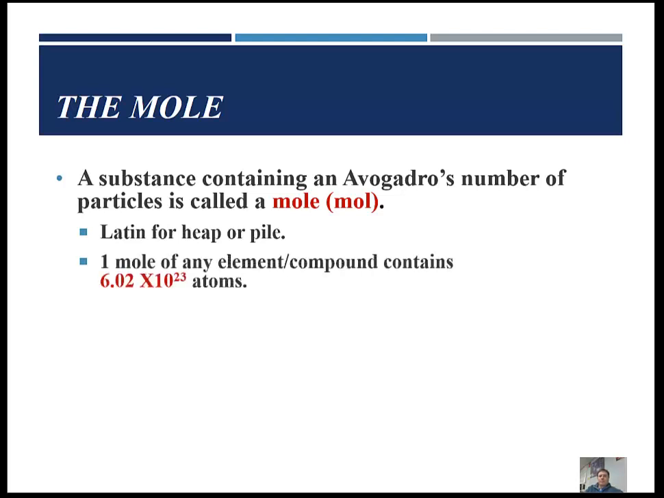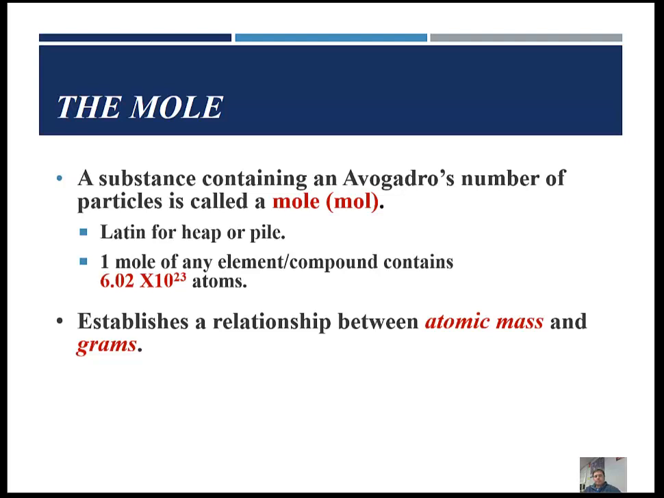That's where the term comes from. And so any 1 mole of any element or any compound contains 6.02 times 10 to the 23rd particles, which is probably a better term than atoms. Particles could be atoms, or molecules, or what are called formula units as well. And what this number allows us to do is establish this relationship between atomic mass and grams.